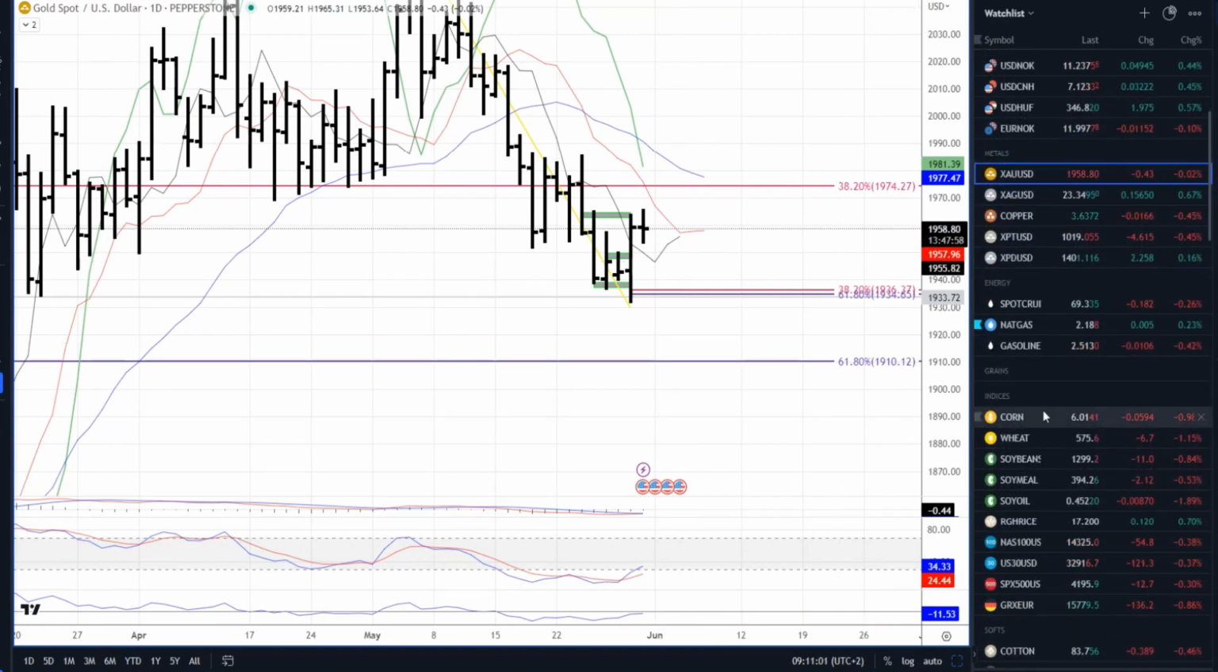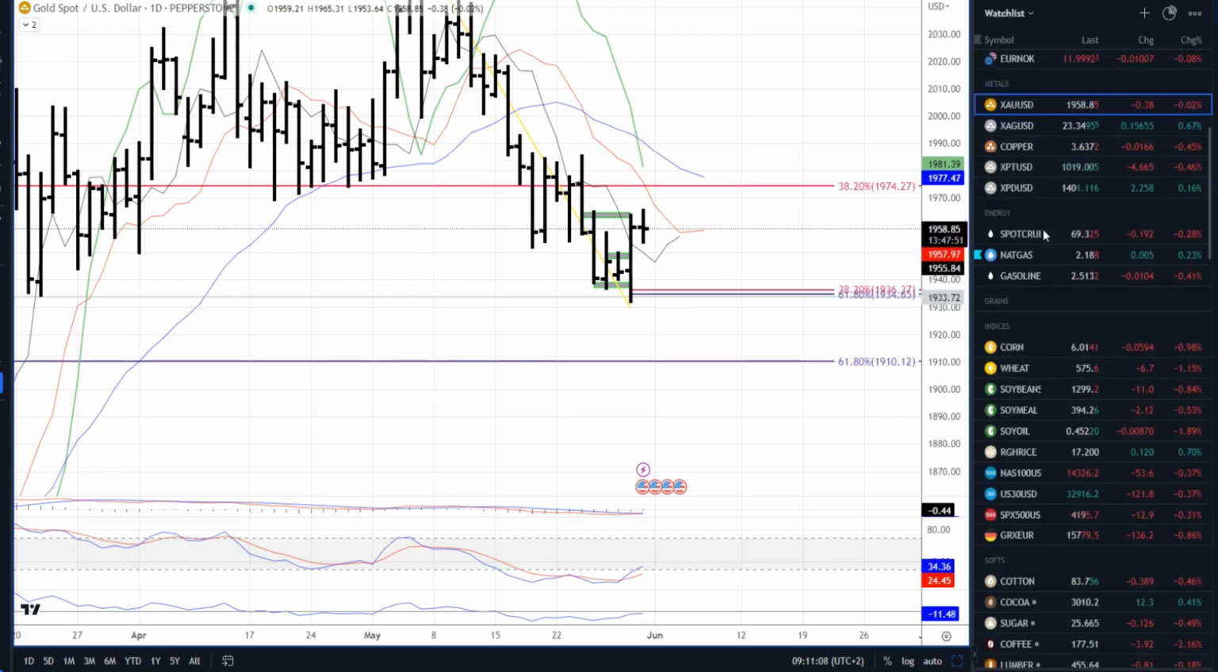So upside is in play on the gold, with further upside continuation based on this strong bull cycle in the mid-long-term perspective.